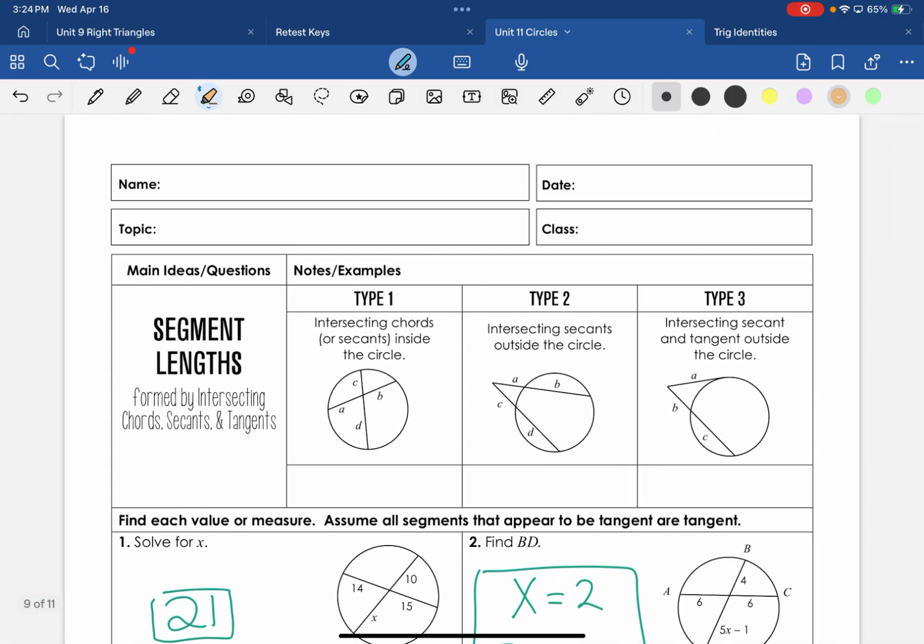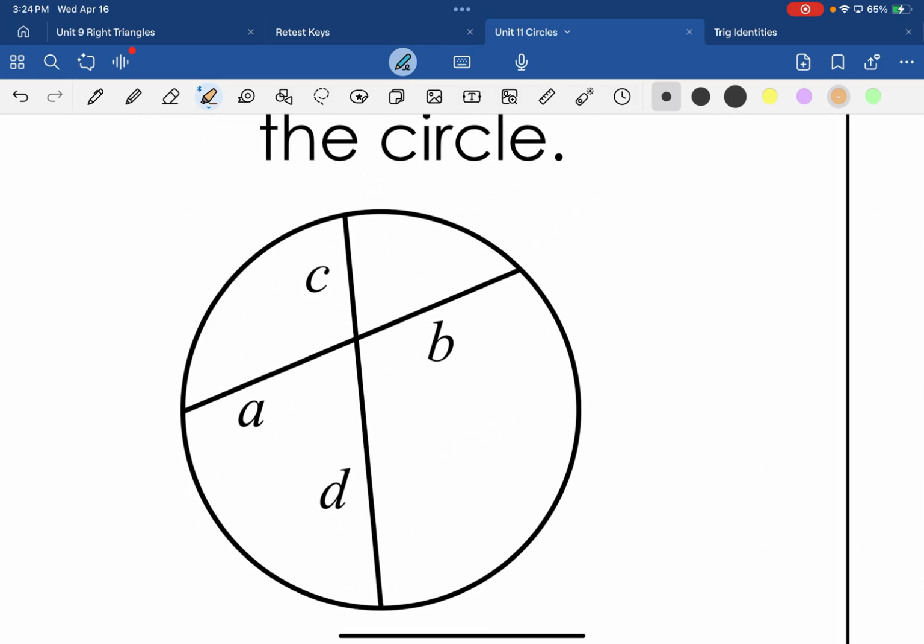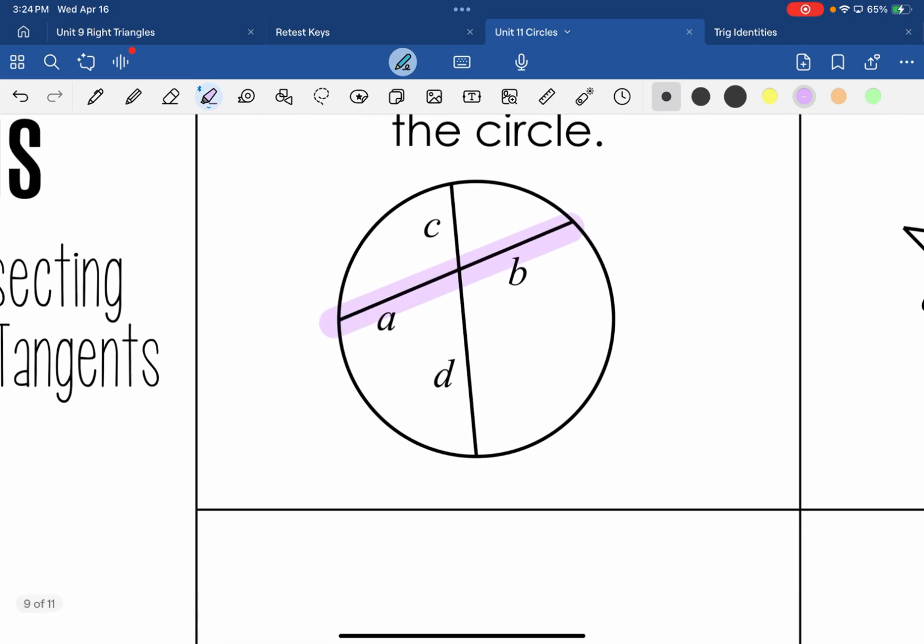Now, let's go to what we're talking about today. So it says we have three different types of lines that intersect. We already talked about tangent intersecting tangent. The next one we're going to talk about is chord intersecting chord. Okay? So right here, we have two chords. My first chord is this piece right here. What are the two parts of that chord?